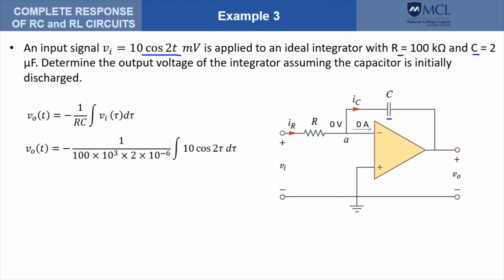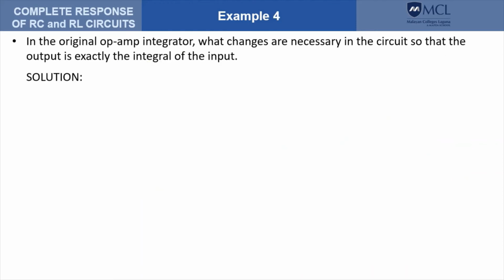So we just substitute and that will give us this one. So the output is a sine function as expected because it is an integrator. In our original design of the integrator, it is noted that the output is not really the integral of the input because of the constant that is equal to the negative of 1 over RC.